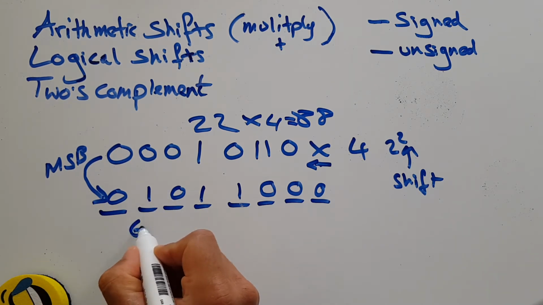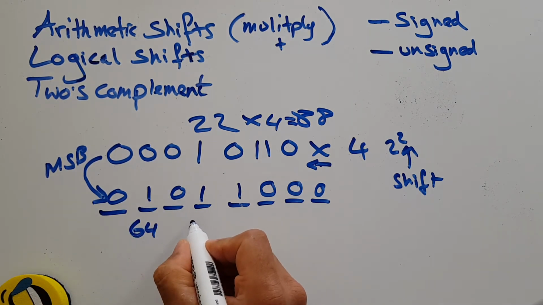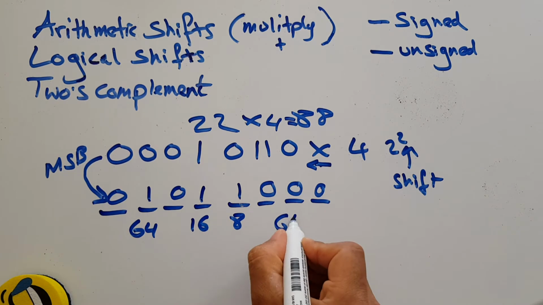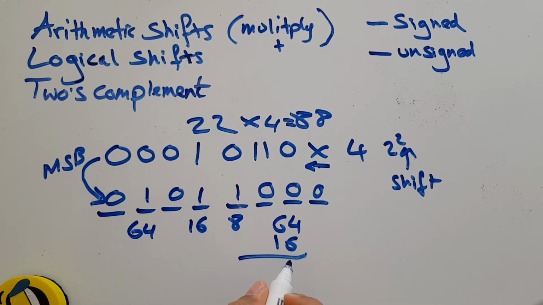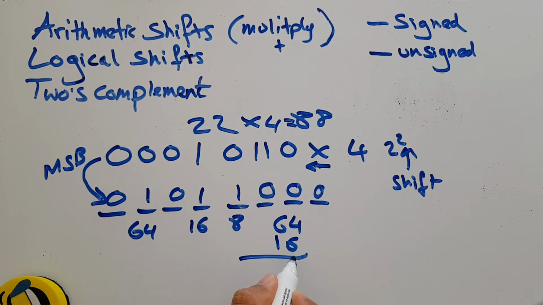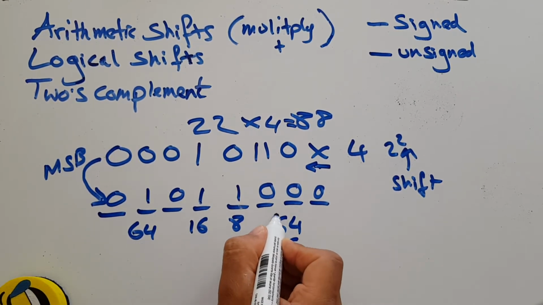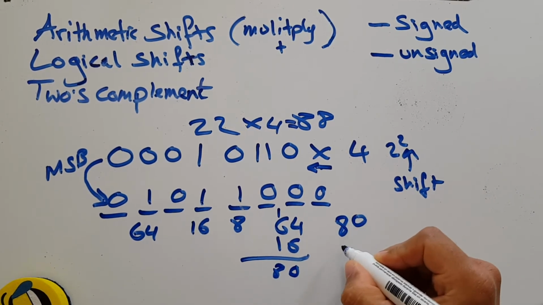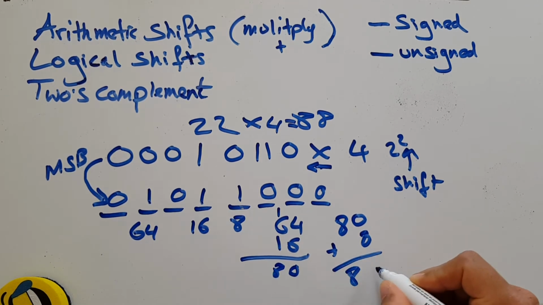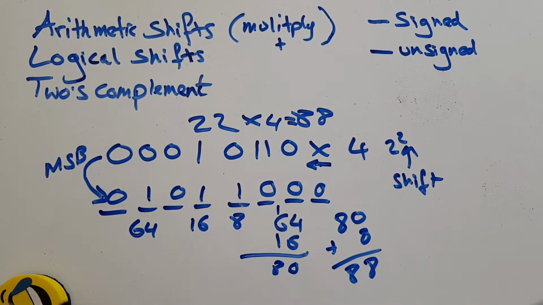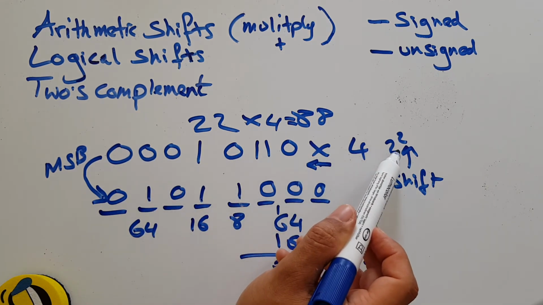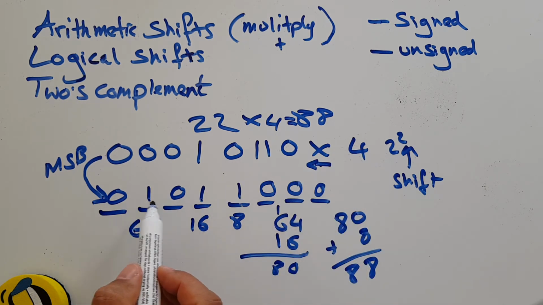I've got a 64, I've got a 16, and I've got an 8. Let's add these back up together. So 64 plus a 16 is 80, plus that 8 is 88. So yes. So this binary number for 22 times 2 to the 2, or times 4, is equal to this binary number, which is 88. And that's it.